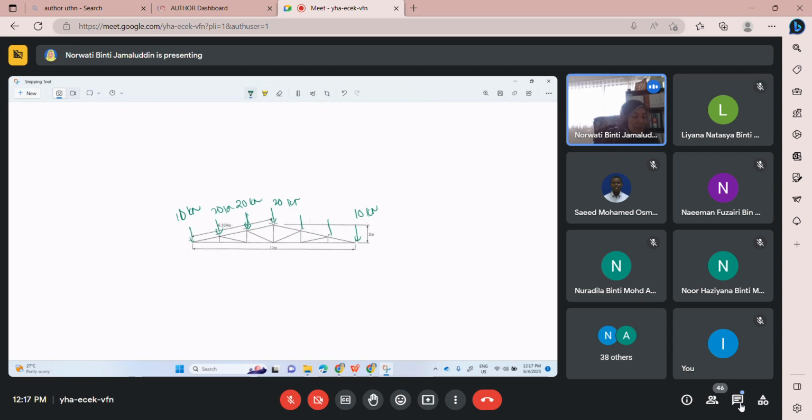I will not teach you that. You already learned that in your previous semester. That's how you analyze. Then you need to come up with the internal forces for all members, or you can use software. No more hand calculation, but you need that knowledge first to manually calculate the value, then you can proceed with using software.